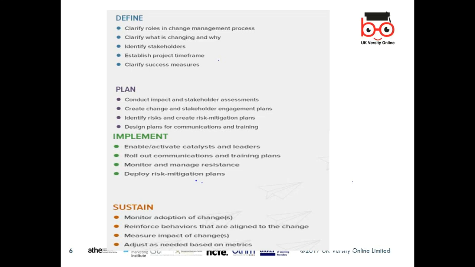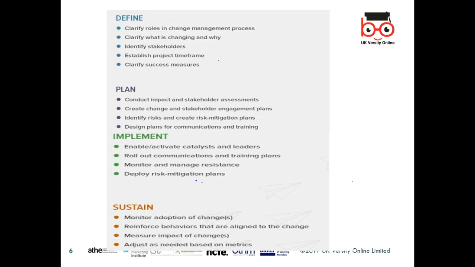Plan and conduct impact and stakeholder assessment. We need to create a change and stakeholder engagement plan to identify risk. Risk means the probability of something occurring. Probability is always from 0 to 1. So we need to look at what the risks are. It can be operational risk, economic risk, or reputational risk. All sorts of risk we need to identify and tackle. We can't eliminate them 100%, but we can transfer them and minimize them.